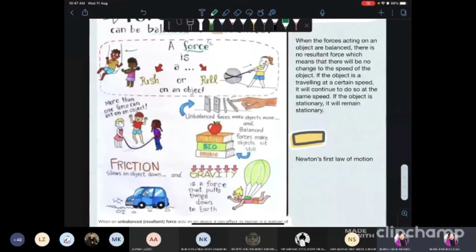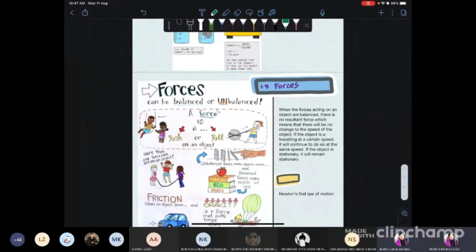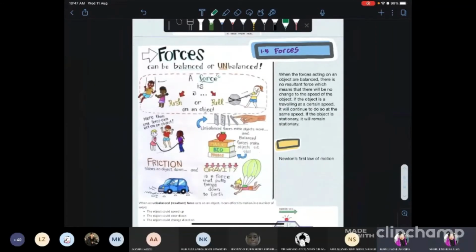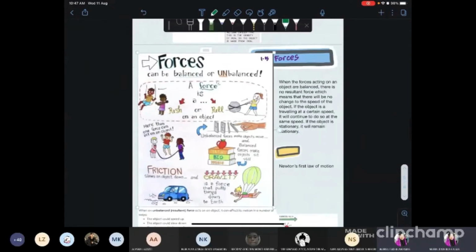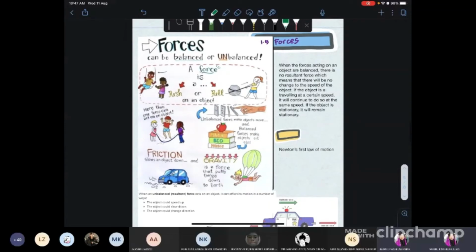Okay, force and motion. Okay, ada banyak cerita tentang force ya. So forces, okay, you need to know. So kita pergi recall sikit lah. You need to know when we talk about force, force can be balanced or unbalanced. Okay, so what do we mean by balance? Balance means there is no net force.